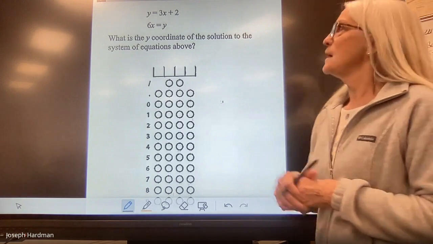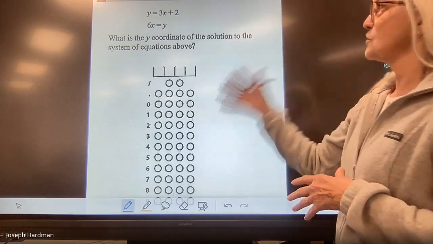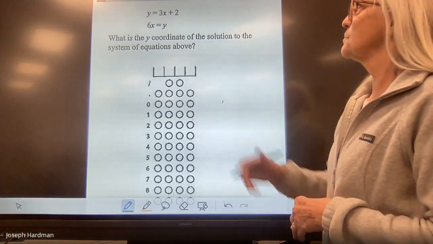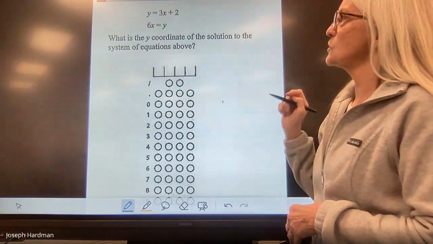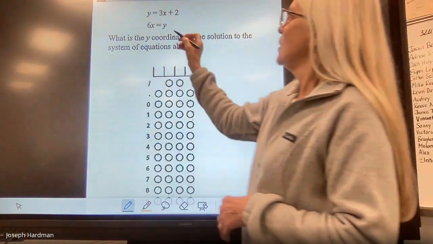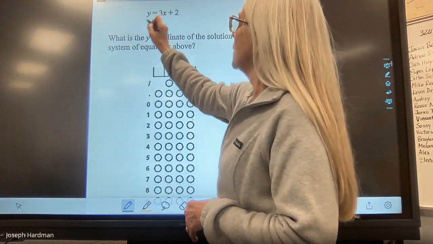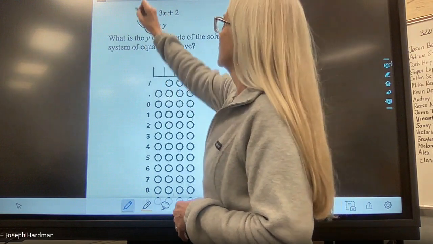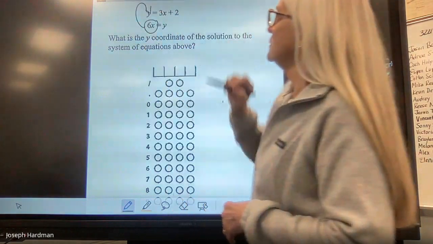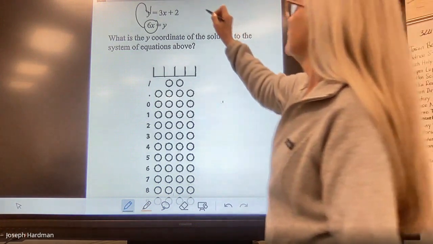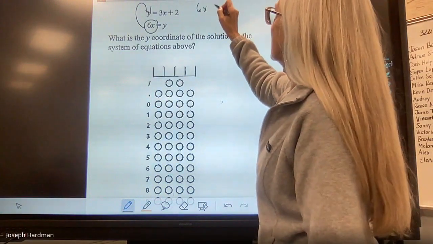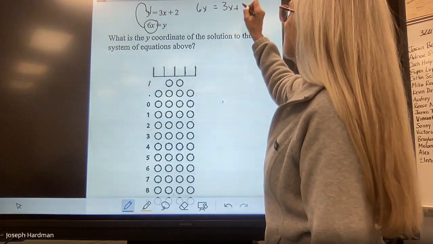Substitution being one of them, and that would be the most efficient way to solve this, because if you look, both equations are equal to y. So y equals 6x, so I'm going to take the 6x and I'm going to substitute it into the top equation for y. And that gives me 6x equals 3x plus 2.